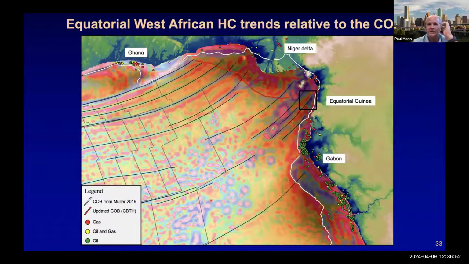Okay, so moving now to West Africa. This would be the conjugates to the equatorial Brazil. So we have Ghana, Niger Delta, Equatorial Guinea, Gabon. And again, the white line here is the Mueller COB. The red line is the COB we're proposing. Notice it's a lot wider in our view in the Niger Delta than shown by Mueller et al. And again, the colors represent gas wells, oil wells, and then yellow is mixed oil and gas.